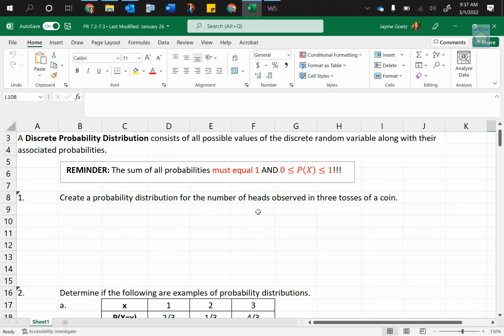So we're going to have a T-chart, okay? Over here I'm going to have X, and X is going to represent the number of heads, okay? X is going to represent the number of heads.